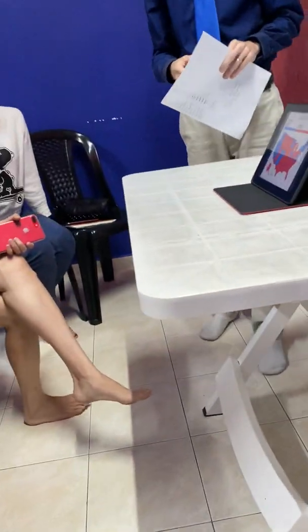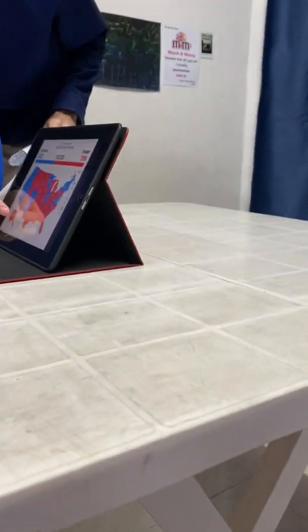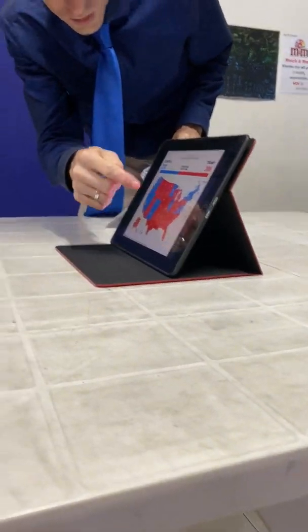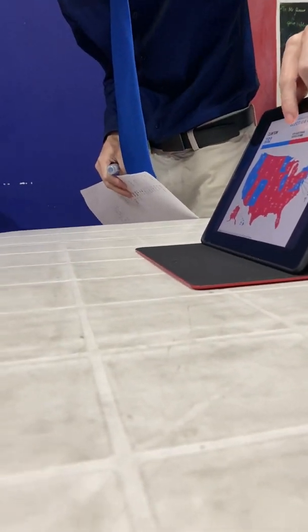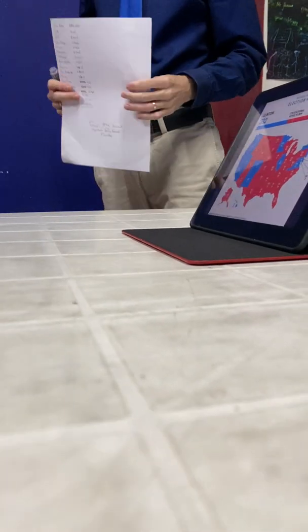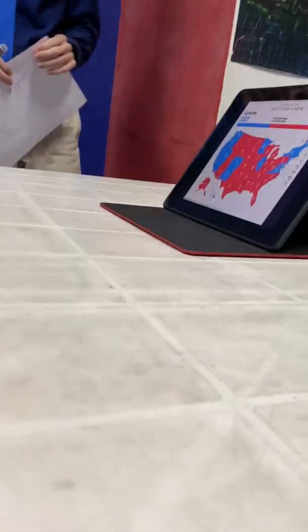So California, there are 55 electors, okay? This is Alaska, there are 3 electors. So you can see the total for each state. To become the president, you must reach 270 electoral votes. So this is from 4 years ago. It was Hillary Clinton against Donald Trump.